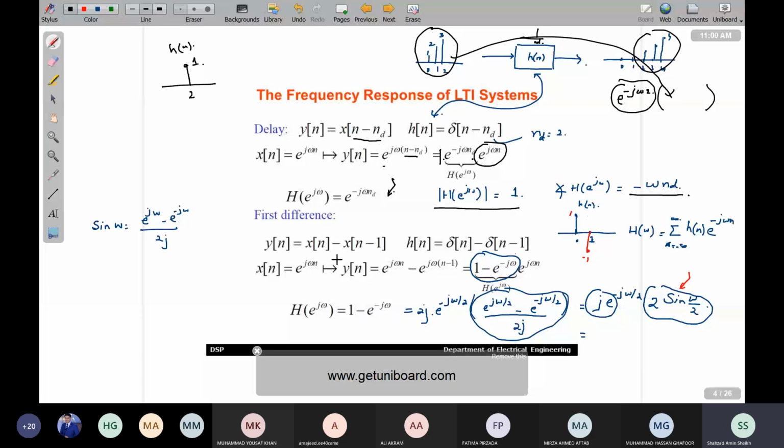You can do it in both ways. You can use this equation, which is H of exponential j omega is equal to the sum from n equal to minus infinity to infinity of h of n exponential minus j omega n. That's the definition of the DTFT. Either you use this equation, or you can make x of n equal to exponential j omega n, and then y of n will be equal to exponential j omega n minus exponential j omega n minus 1. Take exponential j omega n common. The rest will be 1 minus exponential minus j omega.